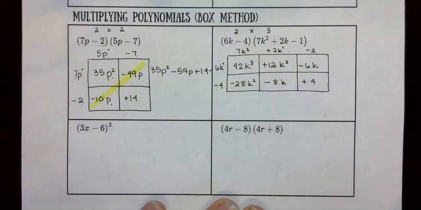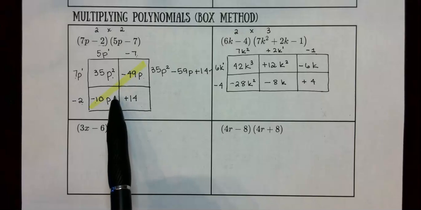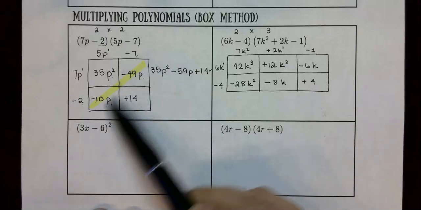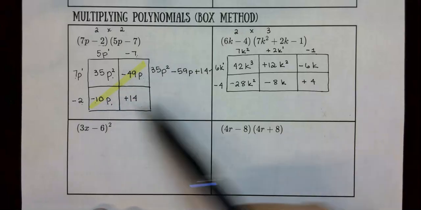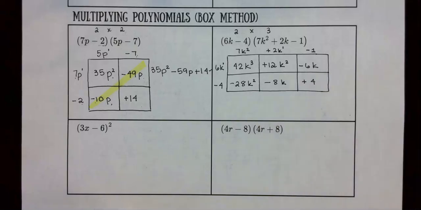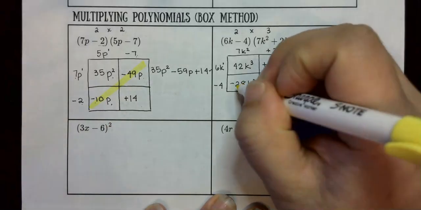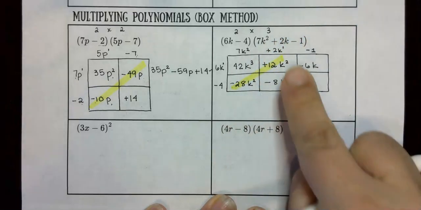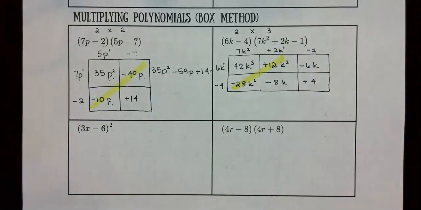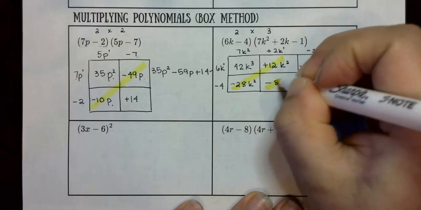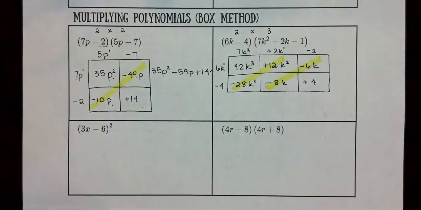Now, when we did this one right here, we were able to see that both of these had like terms. That's no different in this 2 by 3. The only thing that's going to be different from the previous problem is that we have two diagonals. So if you look at this one right here, both of these have k squared. And then if you look at this one right here, both of these have k's. So the bigger your box gets, the more like terms you're going to have.